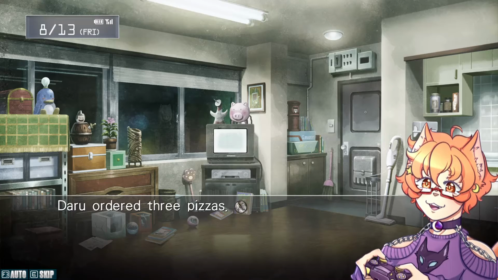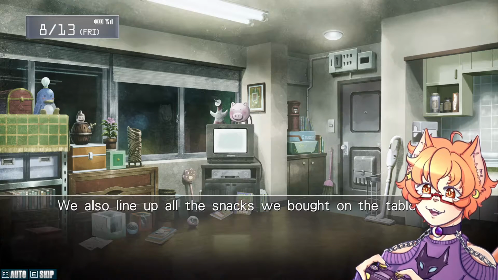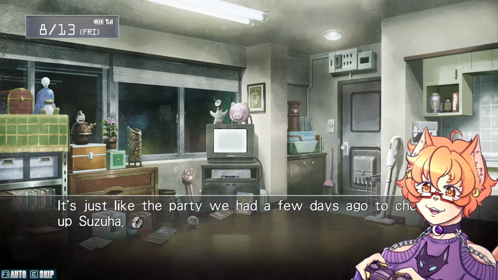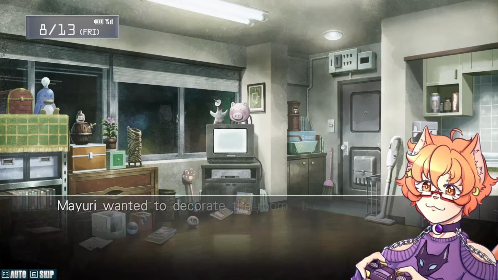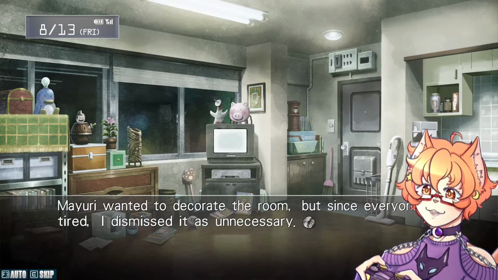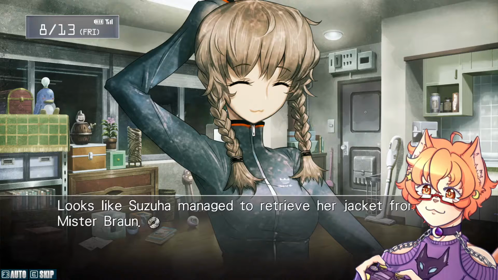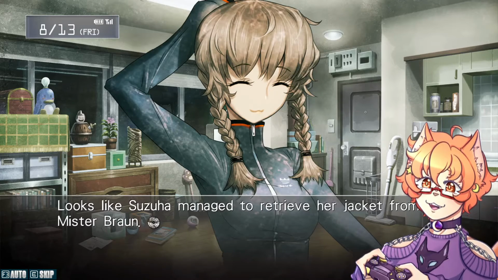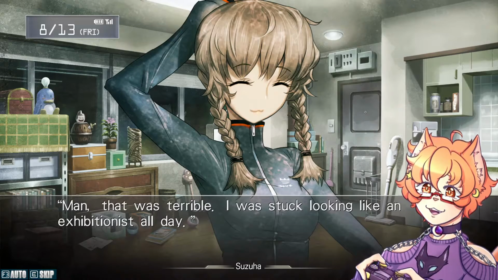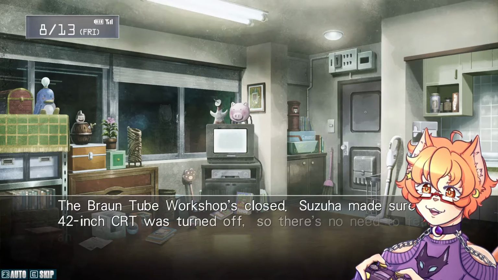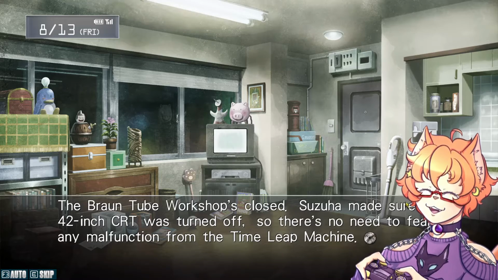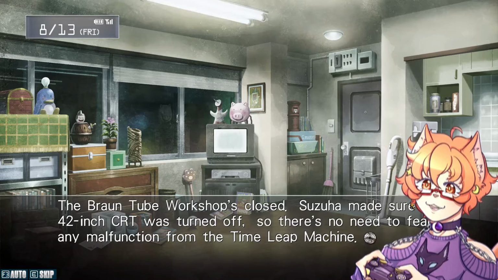Daru ordered 3 pizzas. We also line up all the snacks we bought on the table. It's just like the party we had a few days ago to cheer up Suzuha. Mayuri wanted to decorate the room, but since everyone's tired, I dismissed it as unnecessary. Looks like Suzuha managed to retrieve her jacket from Mr. Prawn. Man, that was terrible! I was stuck- Oh! My finger slipped. She was stuck looking like something the whole day. The Brawn Tube Workshop closed.